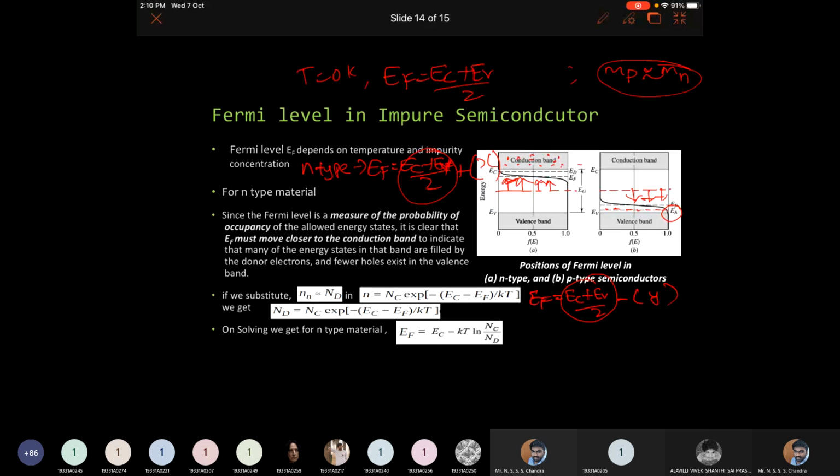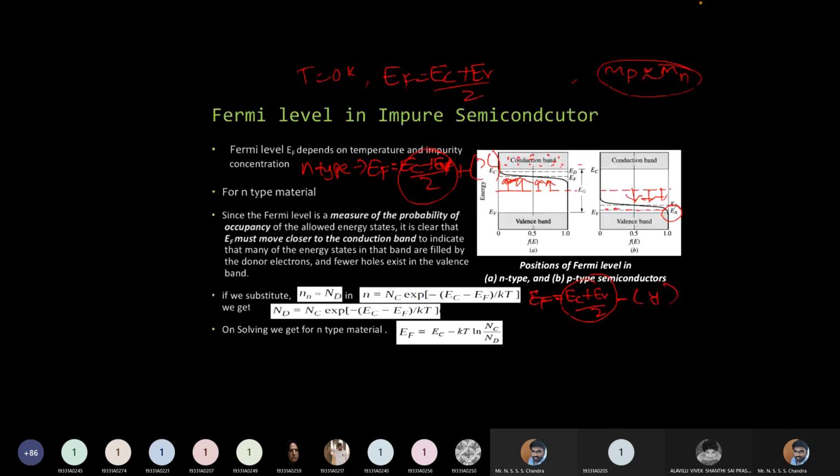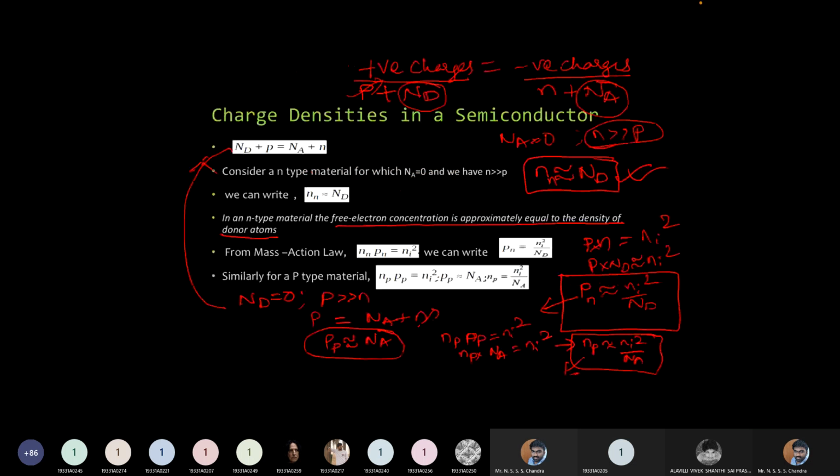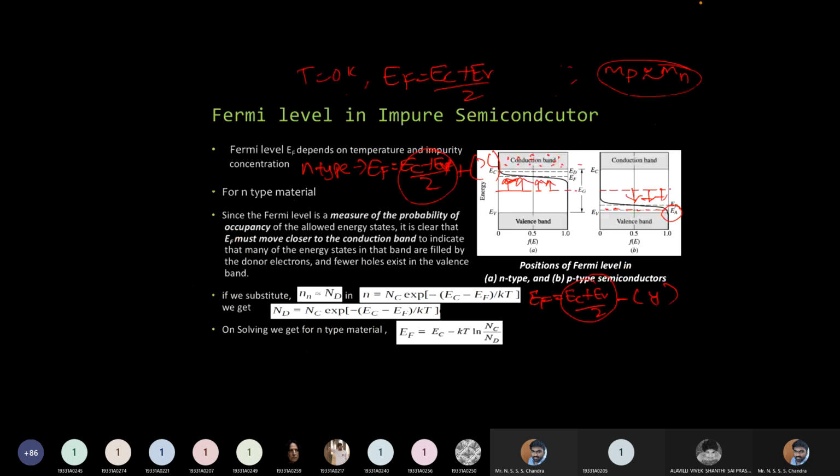Now let us check the exact quantitative equations. We need to go back to the equation Nn is equal to Nd. In this equation, we replace the expression for n. We already know that the number of free electrons is given by Nc times exponential of minus (Ec minus Ef) by kT, which we derived in the last class. Now Nd is equal to Nc times exponential of (Ec minus Ef) by kT. If we rewrite this expression and take logarithms, we get Ef is equal to Ec minus kT log of Nc by Nd.